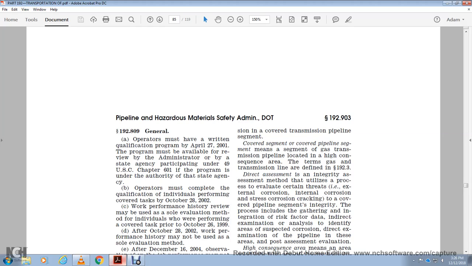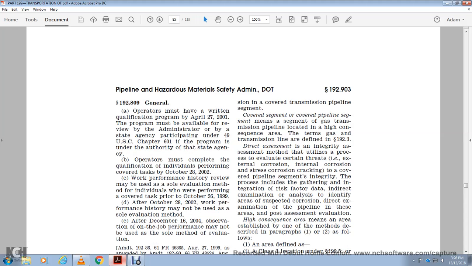A covered segment, or covered pipeline segment, means the segment of the transmission pipeline located within a high consequence area. The terms of gas transmission are defined as stated in 192.3. Direct assessment is an integrity assessment method utilizing a process to evaluate certain threats: external corrosion, internal corrosion, and stress corrosion cracking. To cover the pipeline segment of integrity, the process includes the gathering and integration of risk factor data, and direct examination analysis identifying areas of suspected corrosion, direct examination of the pipeline in these areas, and post-assessment evaluation.